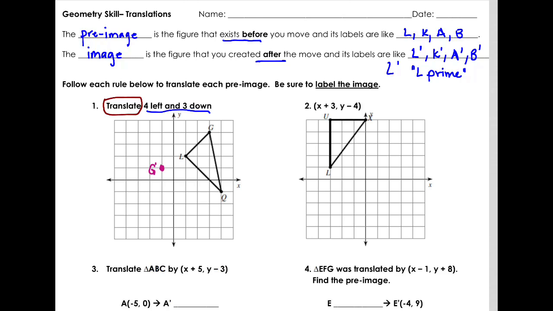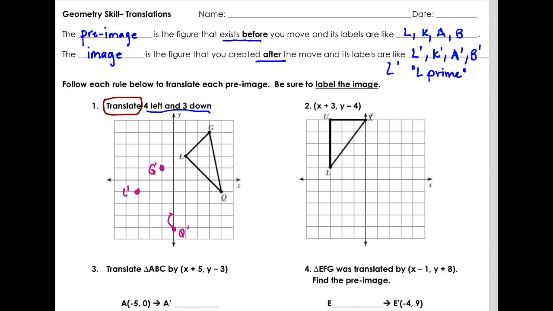So I'm going to do that with each coordinate now. And so with L, it'd be 4 left, 1, 2, 3, 4, 3 down, 1, 2, 3. And here's my new L prime. Once again, we don't need all the moves. Those are just my visuals to show. And my last coordinate is Q. So 4 left, 1, 2, 3, 4, 3 down, 1, 2, 3. So now I know I have my Q prime.